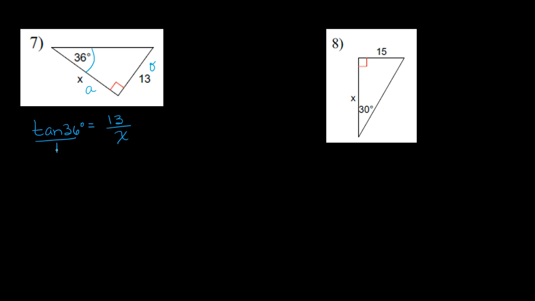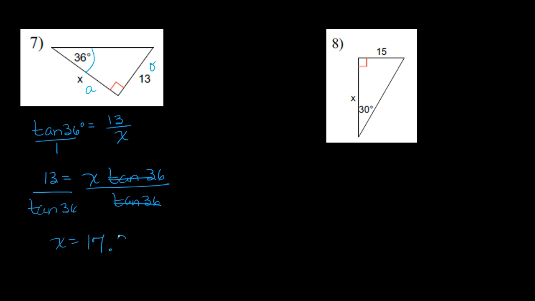So we're going to still cross multiply. So 13 times 1 is equal to x times tangent of 36. Divide each side by tangent. So in my calculator, use the n over d, and we're going to do 13 over tangent 36. I get about 17.89, so 17.9. So this measure is about 17.9.